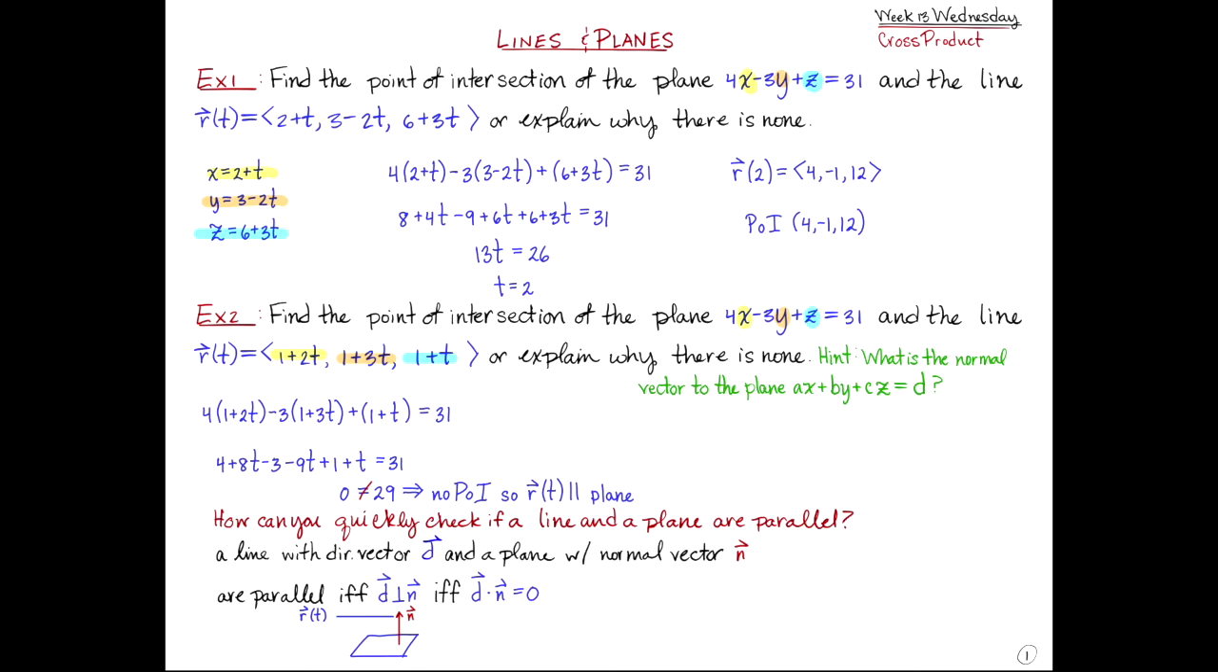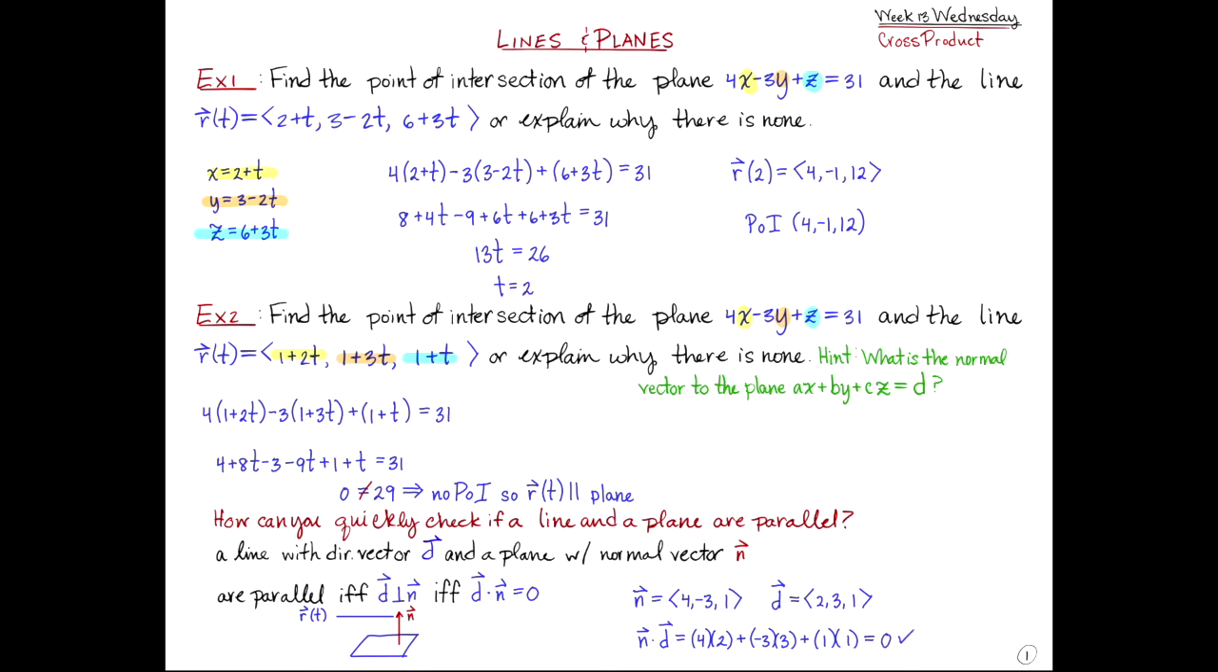Let's go back to example 2 and let's check our work. The normal vector from our plane is equal to 4, -3, 1. The direction vector of our line is 2, 3, 1. Taking the dot product between the normal vector and the direction vector, we get that this is equal to 4 times 2 plus -3 times 3 plus 1 times 1, giving us 8 minus 9 plus 1, which is 0.